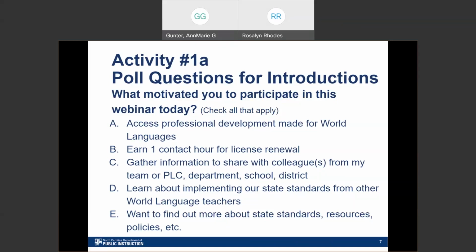Also, other motivating factors were to learn about implementing our state standards from other world language teachers. Teachers do learn best from each other, and so this particular series is always designed to help you learn from others across the state who you may only get to meet either electronically like this or perhaps at conferences. We also have people who are gathering information to share with others, maybe their colleagues, their team, their PLC, maybe their department, their school, or even their whole district.